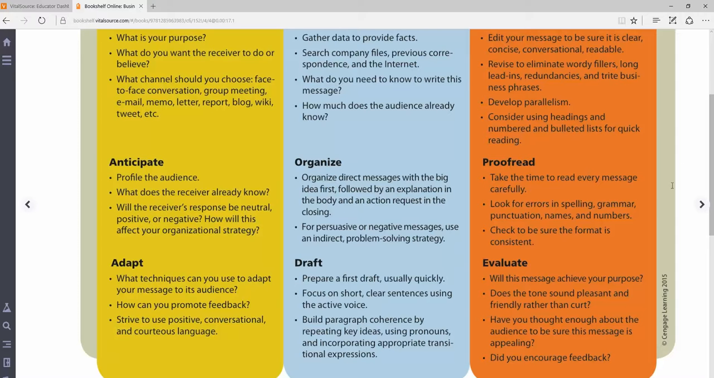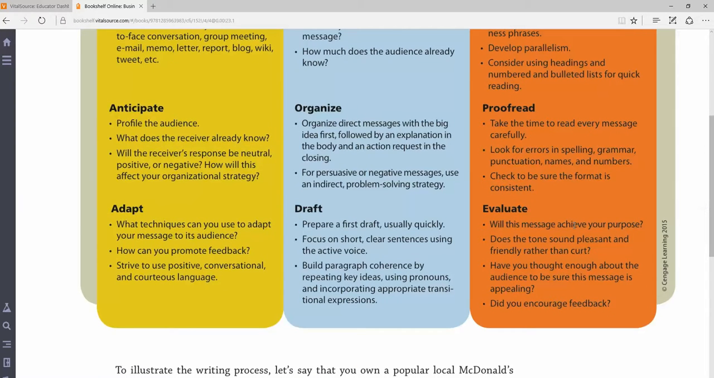Proofread. Take the time to read every message carefully. Look for errors in grammar and spelling, punctuation, names, and numbers. Be sure the format is consistent. In other words, a real quick example, if the first part of the message is Times New Roman 12, and then partway down the message, for some reason, the computer jumped, and now you're using Verdana 11. No. Does the tone sound pleasant and friendly rather than curt, like sharp or sassy? Have you thought enough about the audience to be sure this message is appealing, and did you encourage feedback?